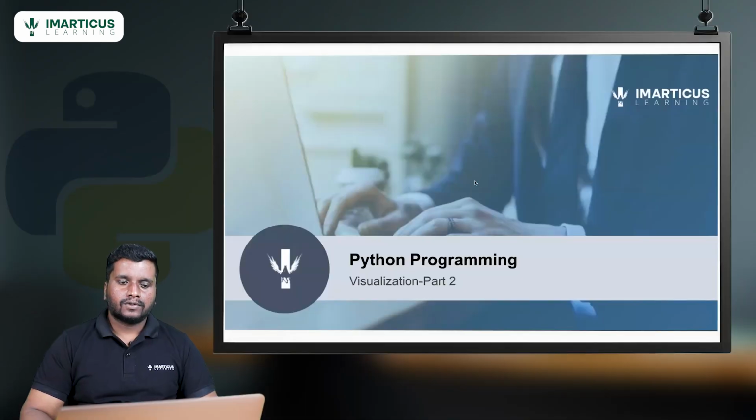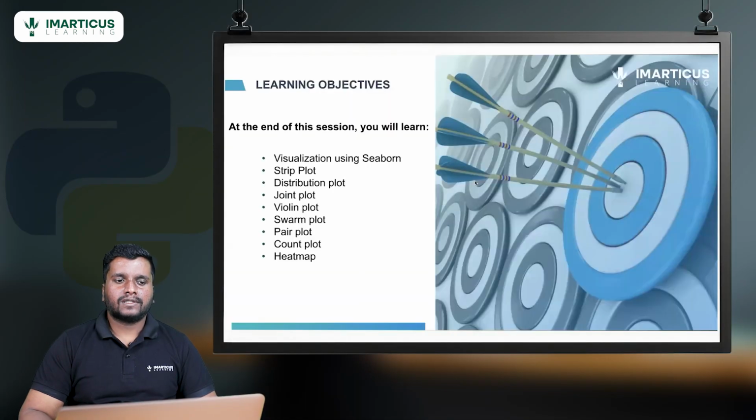Now let us explore the second part of visualization using an advanced library, that is Seaborn. Python has several libraries for visualization, and here we are going to learn about the Seaborn library. At the end of the session you will be able to understand and work on Seaborn for visualization of data. We will learn about advanced visuals such as strip plot, distribution plot, joint plot, violin plot, swarm plot, pair plot, count plot and heat map.